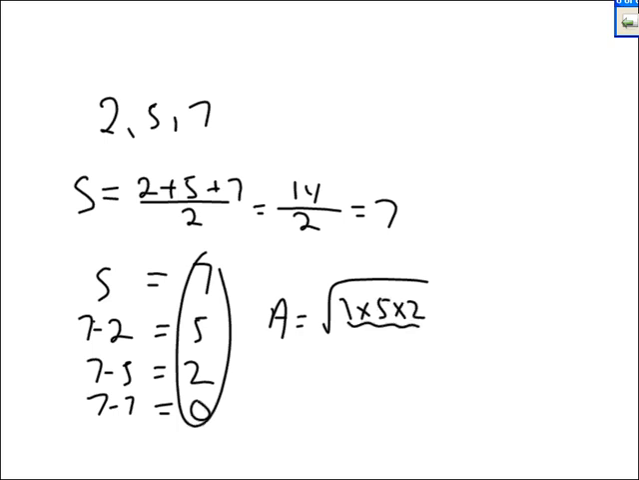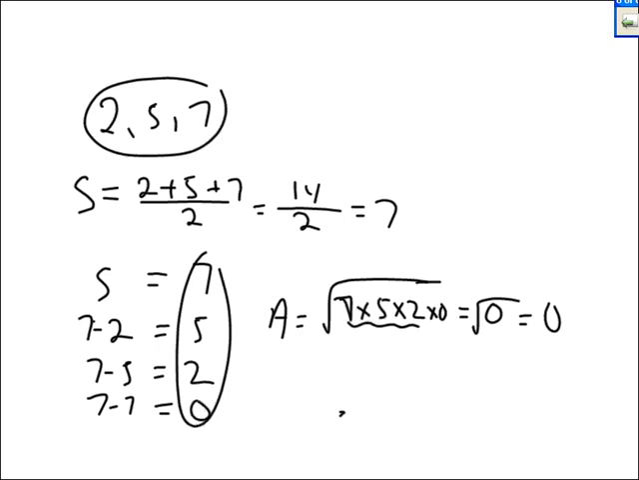Which is a number? You want to figure out what number it is? Figure it out. But you know what? When you multiply it by 0, you're going to get 0. The square root of 0 is 0. Then you're like, how can the area be 0? Well, remember 2, 5, and 7.